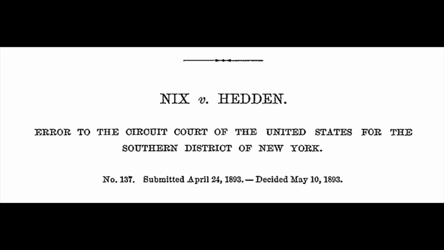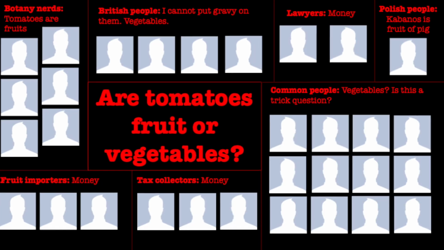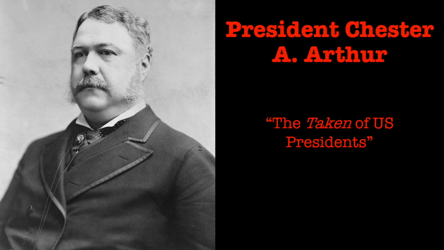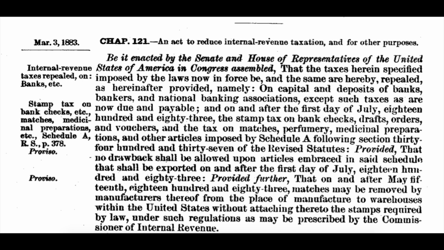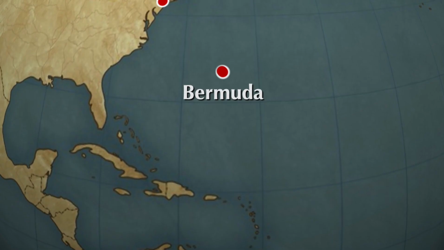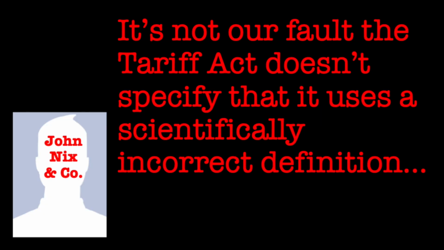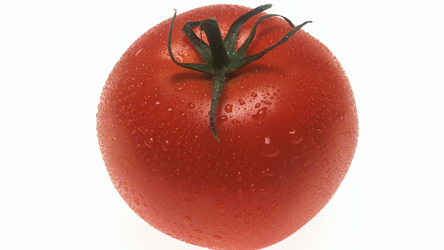clarity over what a vegetable actually was essentially the subject of Nix v. Hedden, a case which actually made its way to the Supreme Court of the United States. In 1883, President Chester A. Arthur introduced the Tariff Act, a series of protectionist measures which included a 10% tax on imported vegetables, but not fruit. The John Nix and Co. Fruit Commission was one of the only companies which imported produce into the United States, and they were rather disgruntled about having to pay duty on a product that, by the botanical definition, should have been exempt.